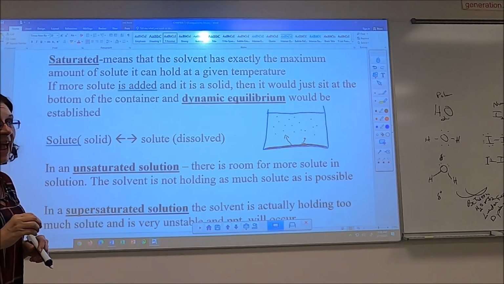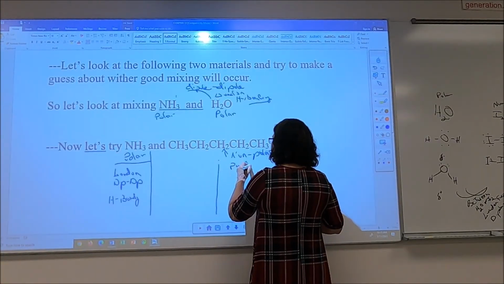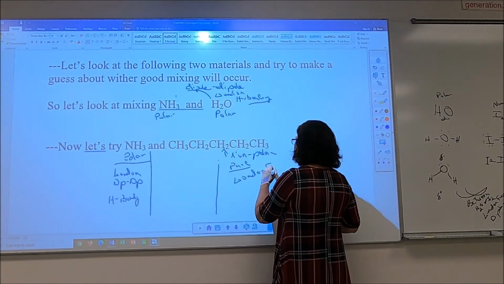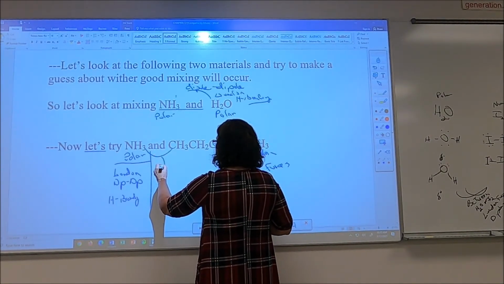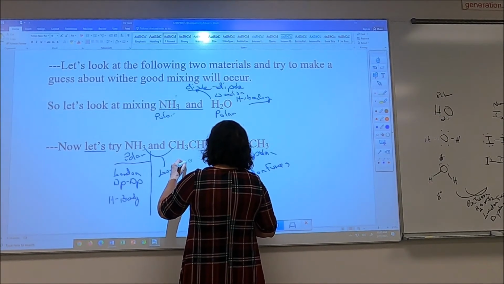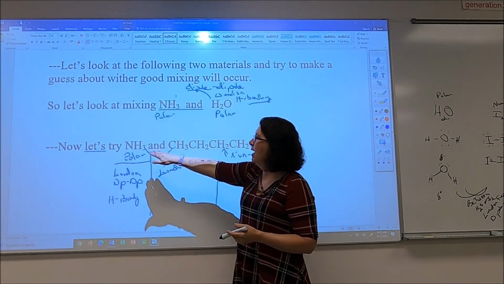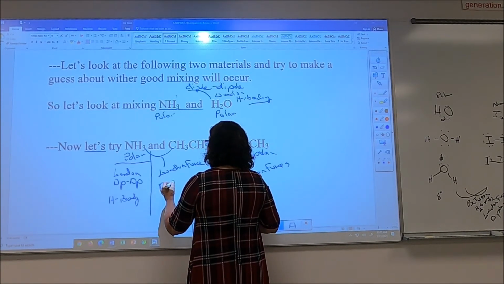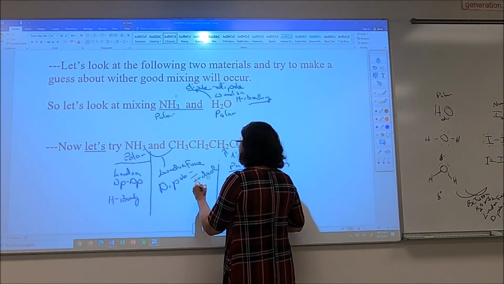Now, if you have a saturated solution... substance, all we have are London forces between the two. Okay? I know there's going to be a London force, because every interaction can have a London force. But now I have a polar molecule and a nonpolar molecule. So I have dipole-induced dipole.